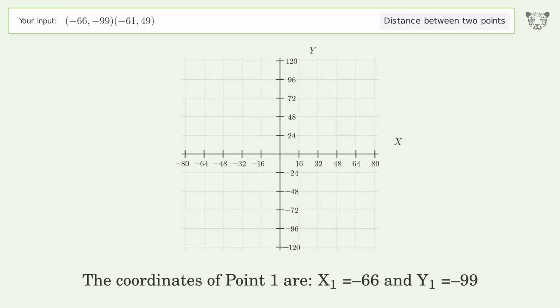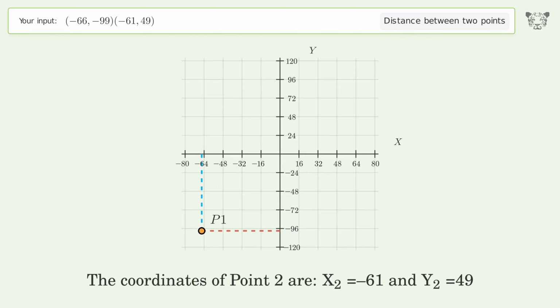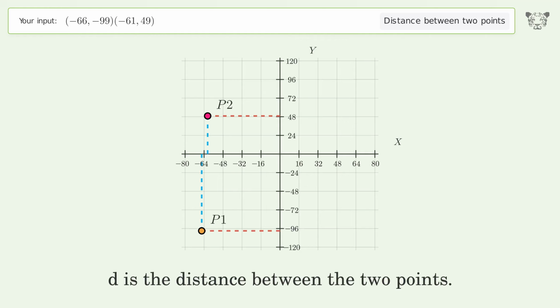The coordinates of point 1 are x1 equals -66 and y1 equals -99. The coordinates of point 2 are x2 equals -61 and y2 equals 49. D is the distance between the 2 points.